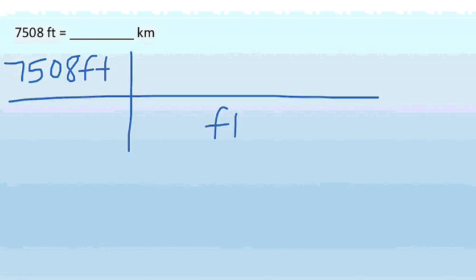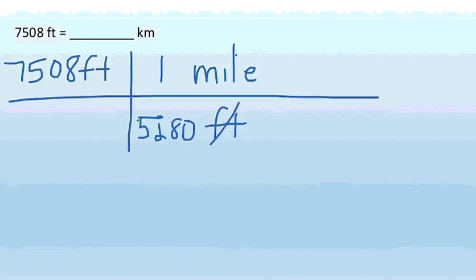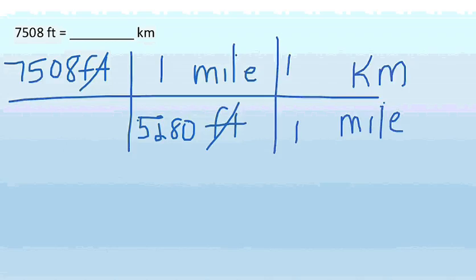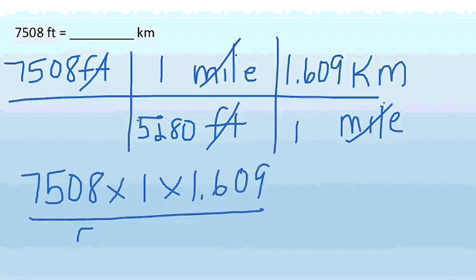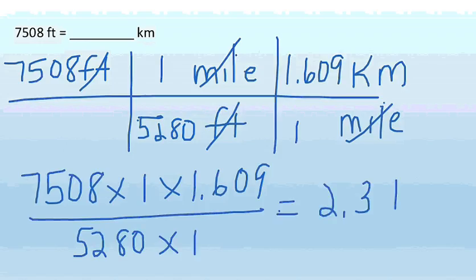7,508 feet, right? And say you knew about feet to miles. Because remember, you also know about miles to kilometers. 1 mile is 5,280 feet. That gets rid of my feet, but if I did my math now, I'd be in miles. But you might also know something about miles to kilometers. And you do. You know that 1 mile is 1.609 kilometers. So again, I only have to now do my math. And again, my number that I get when rounded to the 10th gives me 2.3 kilometers.